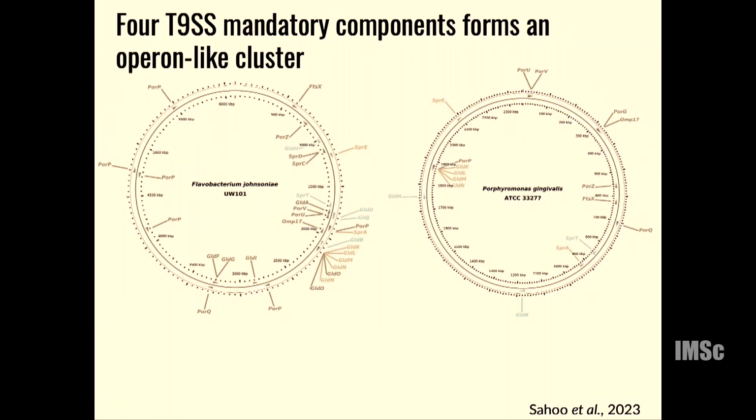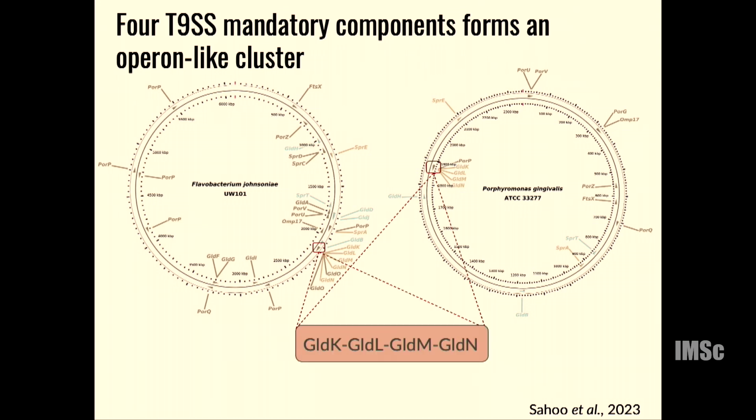Next, we also observed from the literature that some of these mandatory components, of the 6 which we have considered, form an operon-like cluster in their genome. This is just a visualization we did. These are the two model Bacteroidetes where T9SS and gliding motility are actually studied. We see that these four proteins form an operon. This is an experimental fact.